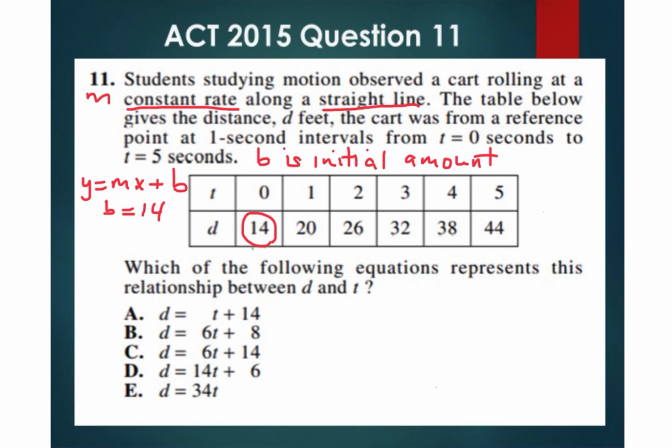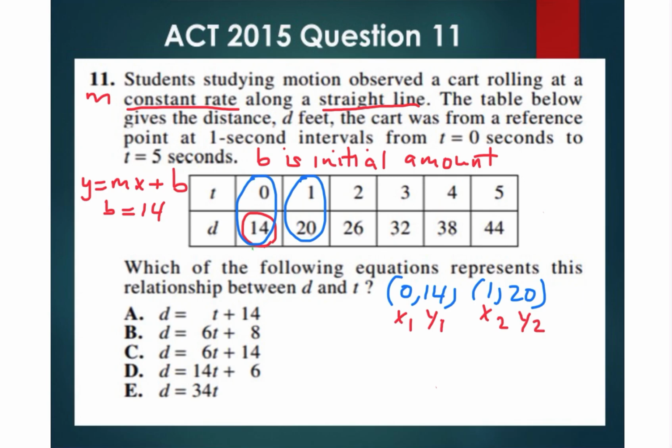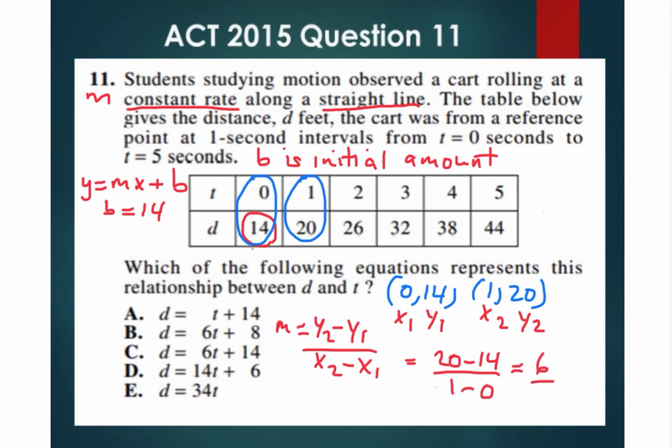And we can also find the slope if we take 2 points. So if I take this point here, which is 0 and 14, and I take this point here, which is 1 and 20, let's call this x1, y1, x2, and y2. Then I can use my slope formula. So my slope formula, remember, is y2 minus y1 over x2 minus x1. So if you substitute, that'll be 20 minus 14 over 1 minus 0, which gives us 6 over 1, that's your constant rate, 6 feet per second. That's the rate at which the cart was moving or rolling, okay?